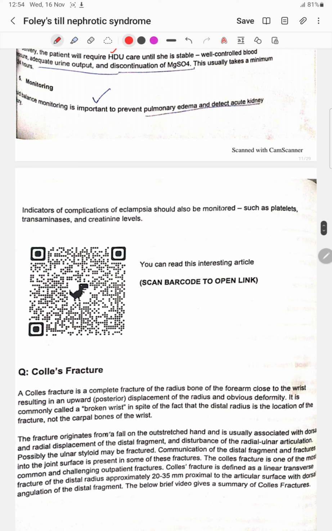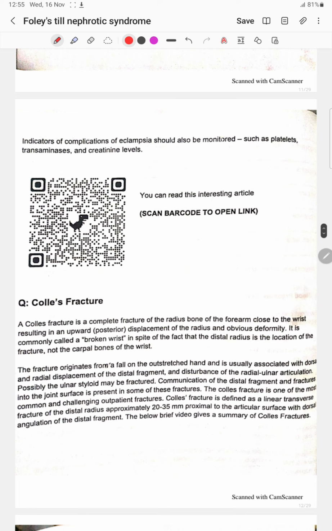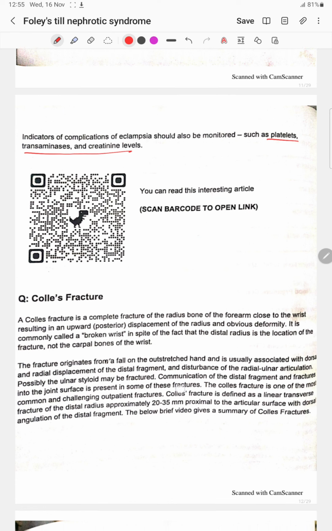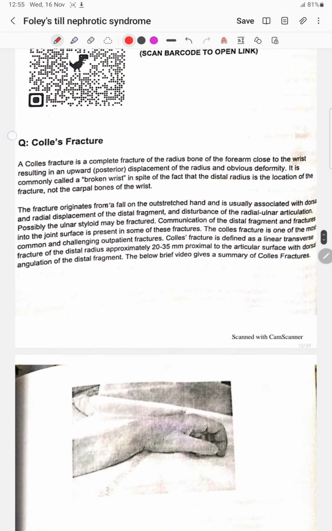And the monitoring: fluid balance monitoring is important to prevent pulmonary edema and detect acute kidney injury. The indicators of complications of eclampsia should be monitored, such as platelets, transaminases, and creatinine levels for HELLP syndrome. Next is the Colles fracture.